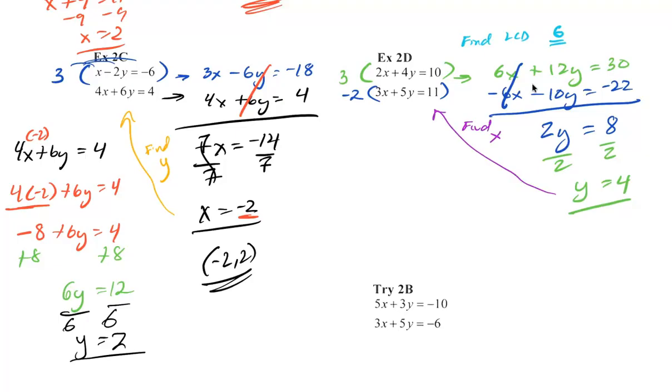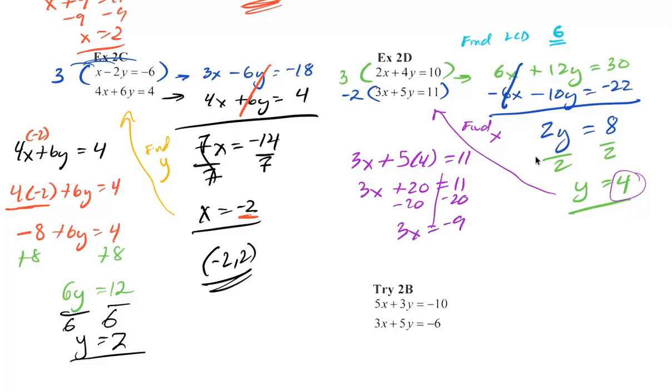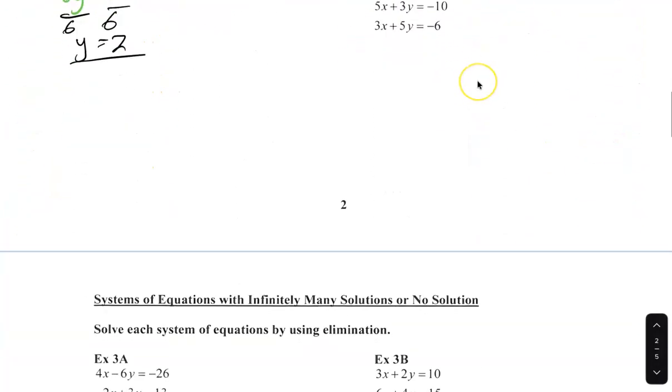I'm going to pick the bottom one just because. So 3x + 5(4) = 11. So 3x + 20 = 11. Right, we're just going to solve this. Subtract 20 from both sides. So 3x = -9. Divide by 3. x = -3. So our answer is (-3, 4). That's the idea. Okay, let's skip down for the sake of time.